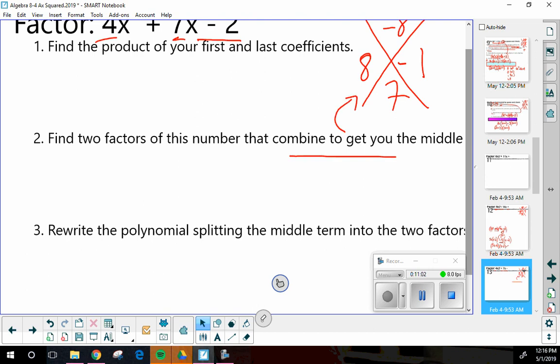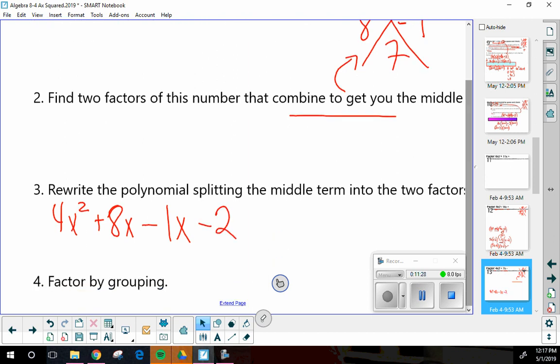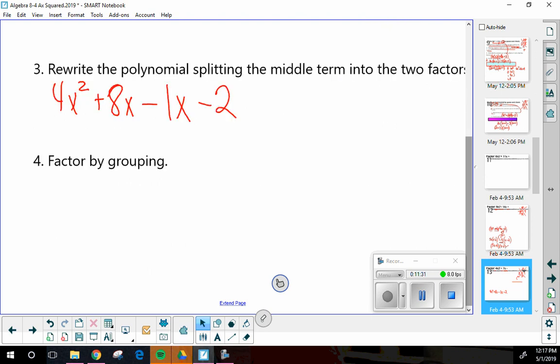Okay, now I'm going to rewrite them, splitting it into the two terms, and so I will start with what my polynomial starts with, which is 4x squared. I'm going to put the 8x right here. I'm going to put the minus 1x right here, and then finish it off with the last coefficient, so I'm just sticking it in the middle. And then all I have to do is factor by grouping. So I'm going to group this, and then I'm going to group this.